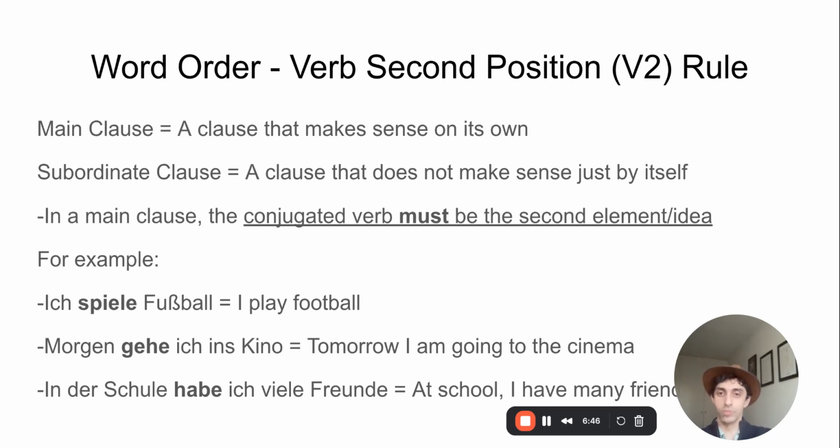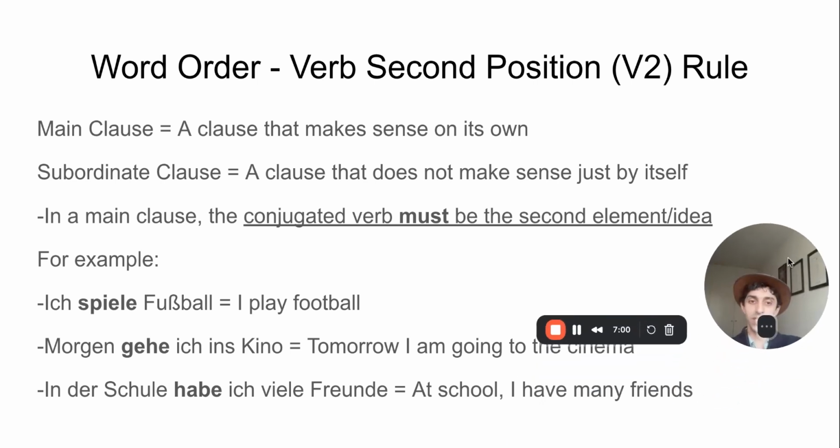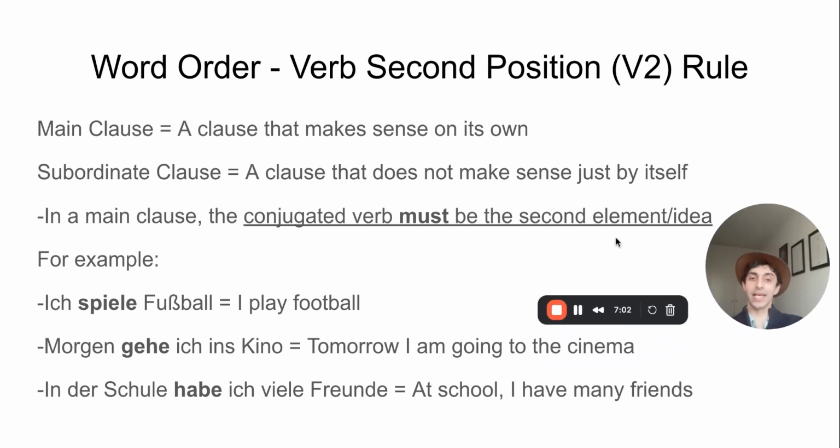And in a main clause in German, the conjugated verb, conjugated meaning not in a neutral form such as the infinitive, but actually conjugated in a specific tense, has to be the second element or idea. Notice as well that it says the second element or idea here. It doesn't say that the conjugated verb must be the second word in a German sentence. That will often be the case, but not necessarily.